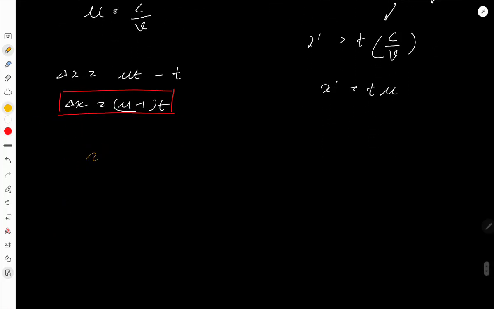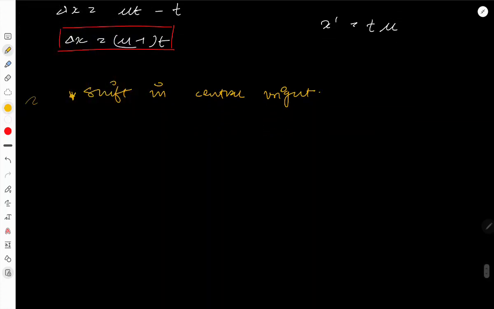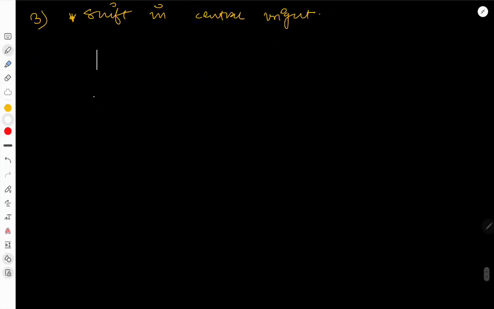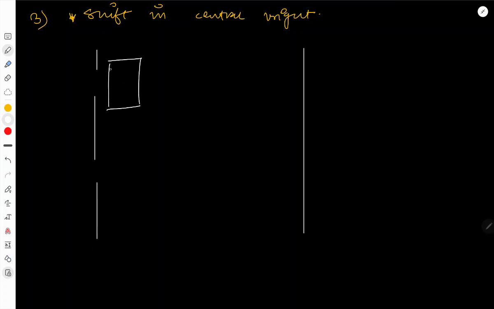So now the shift in the central bright fringe. This is where the third case comes in, of modification. So now this is our ordinary setup, and I put a glass slab of refractive index mu and thickness t. Let this be S1, let this be S2.